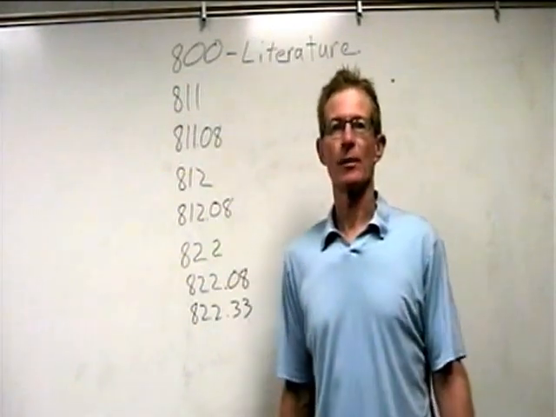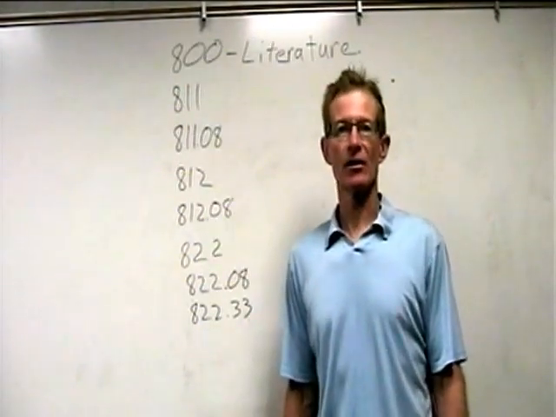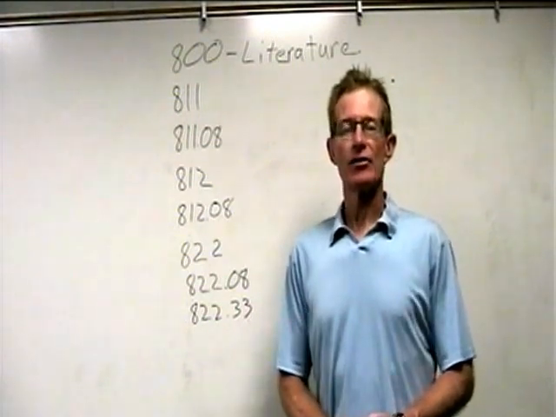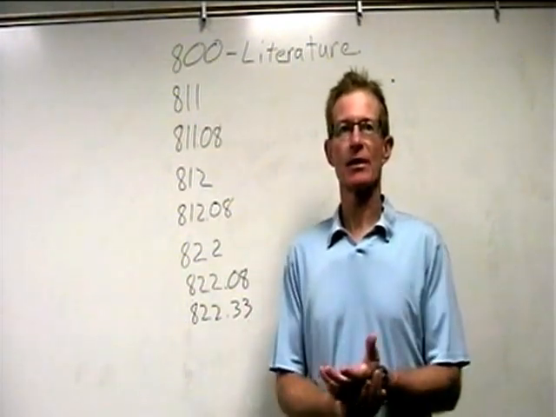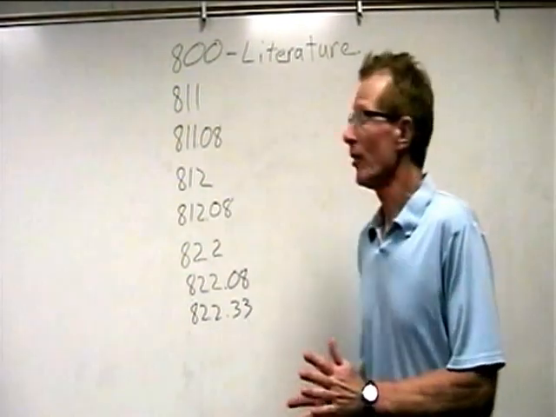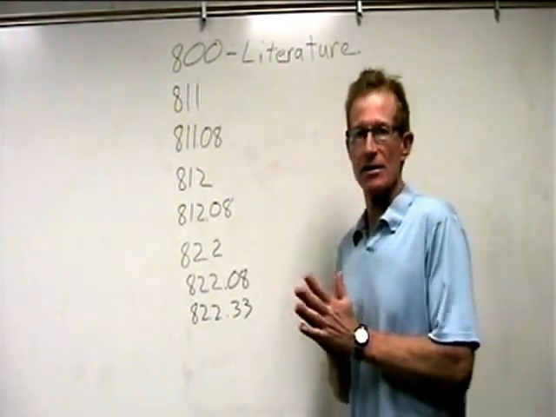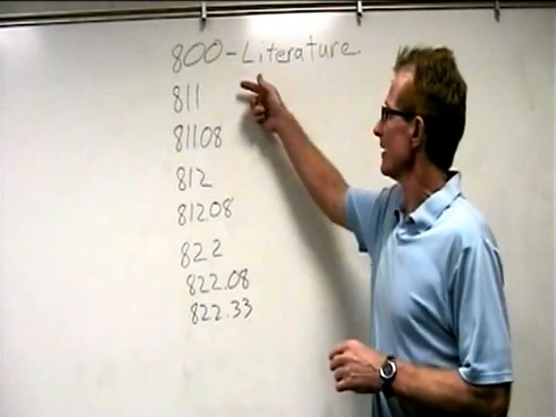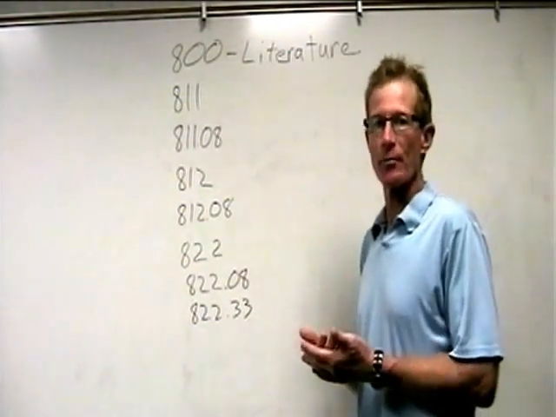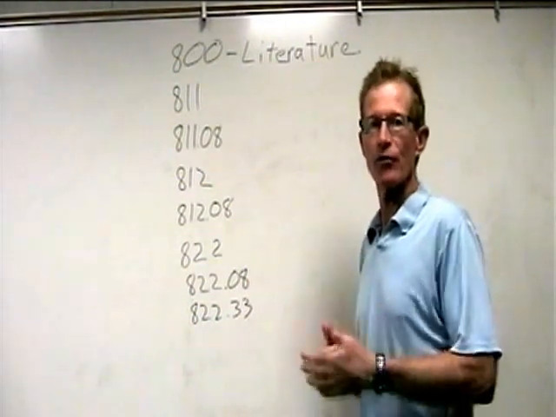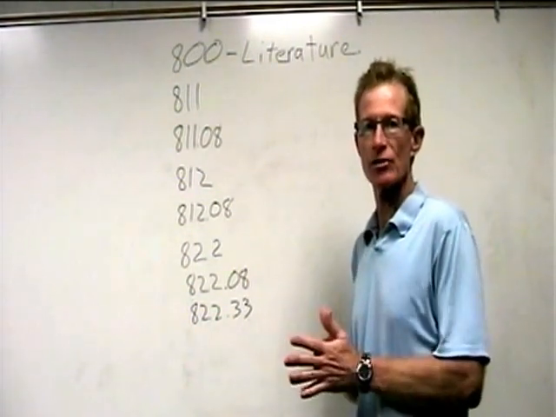Now let's talk a little bit about the 800s. 800s are literature, and there's some specific things that are a little bit different than using other categories. So let me just mention a couple of highlights here. First of all, it's important to know what the nationality is of your author. The 810s, 811, 812, those are for American. The 820s are for English, and then 830s, 840s, other nationalities. So that's where you start.